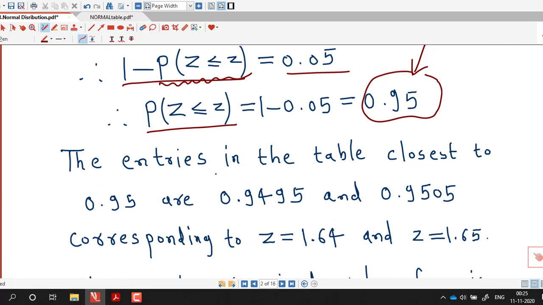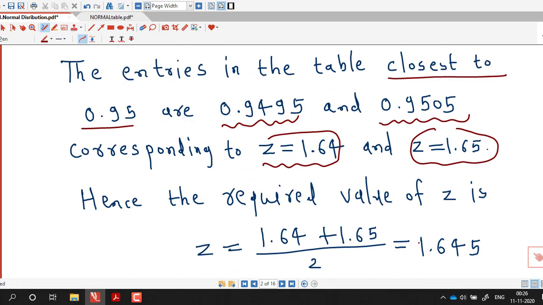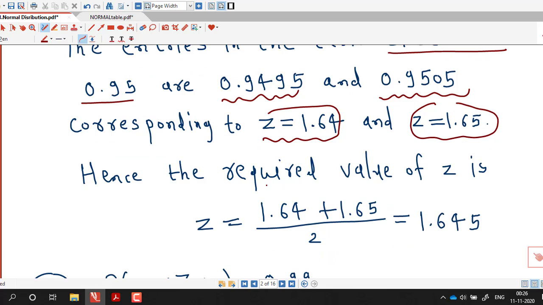So here we have written the entries in the table closest to 0.95 are 0.9495 and 0.9505, corresponding to z equal to 1.64 and z equal to 1.65. Hence the required value of z is the average of these two values, 1.64 plus 1.65 over 2. So the required value of z is 1.645.